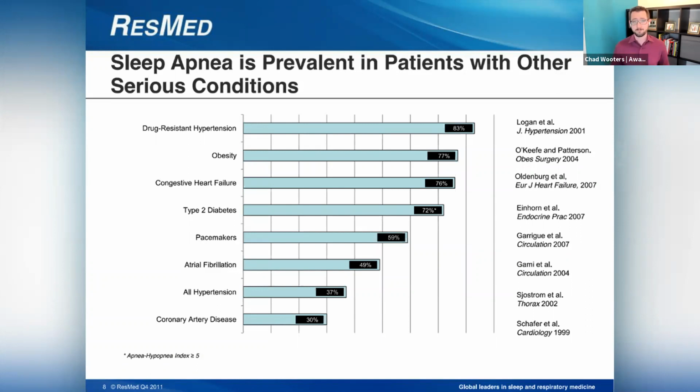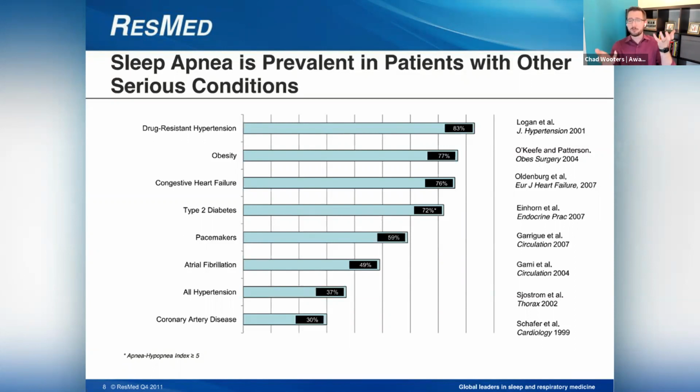Number 1, hypertension. This study done by ResMed showed that 37% of patients who had hypertension also had obstructive sleep apnea. The second one I want to look at and see if it's on your medical history form is type 2 diabetes. This study also showed that 72% of patients who had type 2 diabetes also had obstructive sleep apnea. Now, this study does not show causal factors.